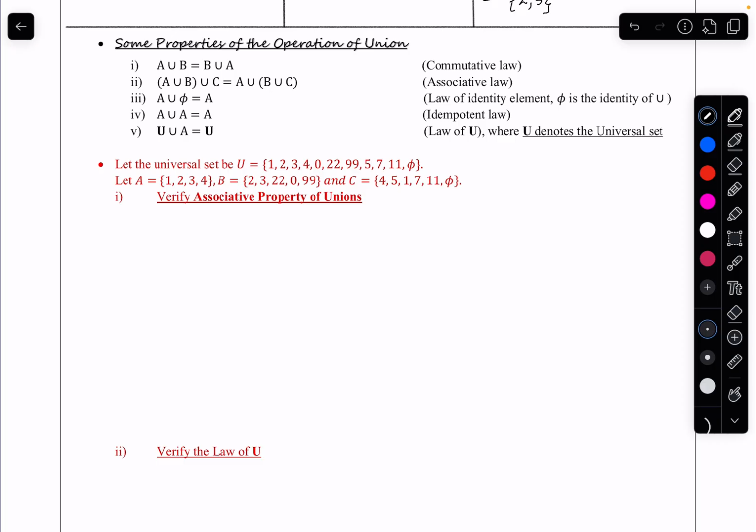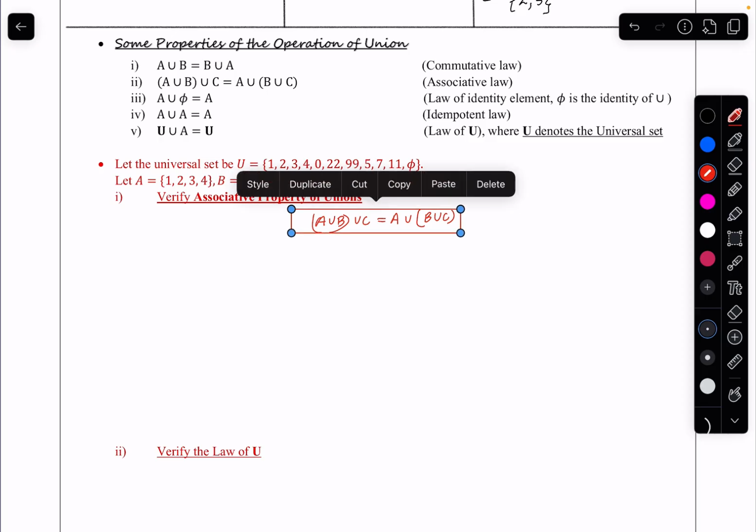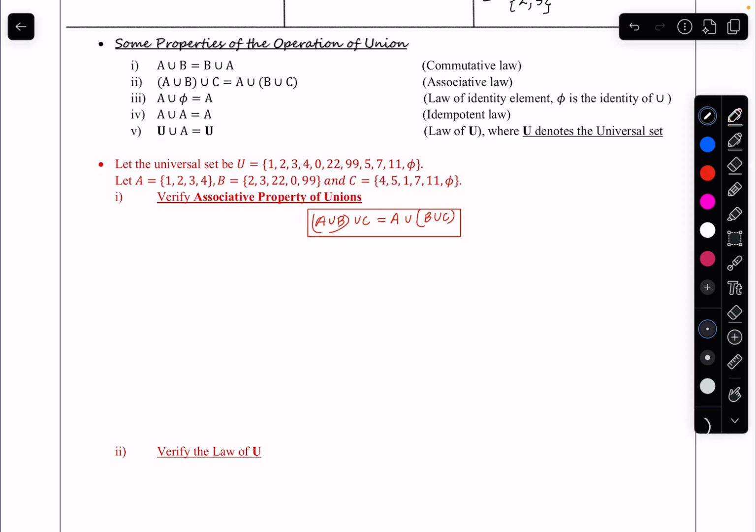Now first we'll verify the associative property of unions. The associative property of unions says union of A with B union C is the same as A union B union C. So we'll simplify the left hand side, we'll simplify the right hand side, and then we'll see whether they are actually equal. So let's consider the left hand side.